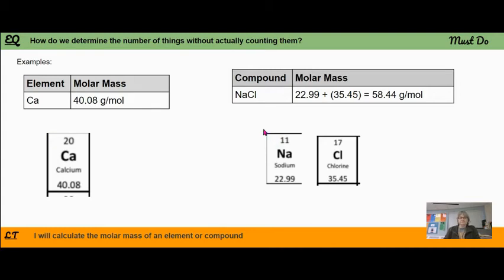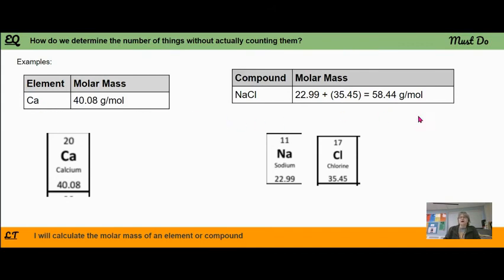Here are some examples. This is one where it's just calcium. We wanted to know what the molar mass of calcium is. All we have to do is look on the periodic table. Right underneath the word calcium, it says 40.08. That is the mass, so we're going to write the mass here. Since there are no other atoms, we're just going to leave it that way, 40.08, and then put grams per mole. That's the same as saying 1 mole is equal to 40.08 grams of calcium.